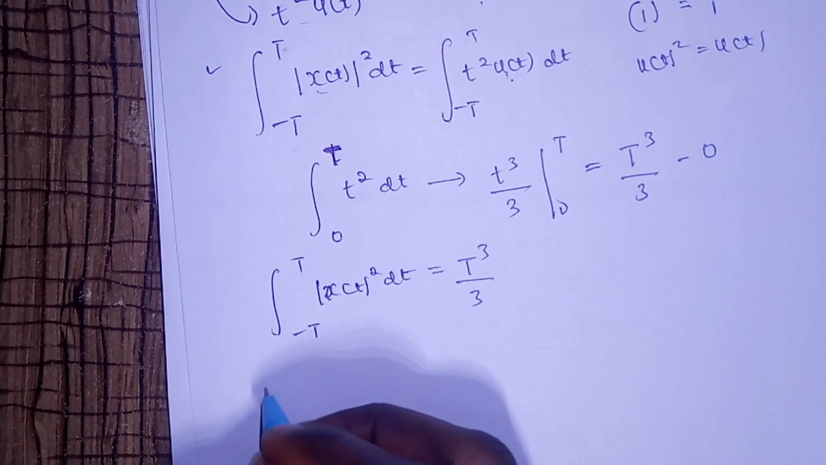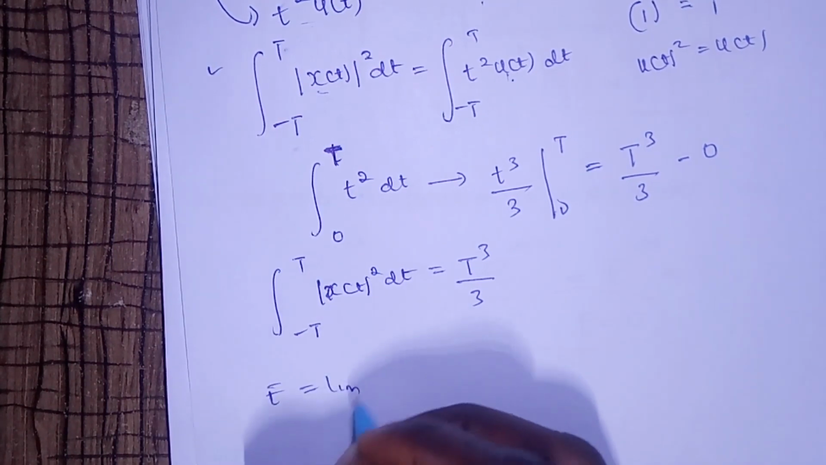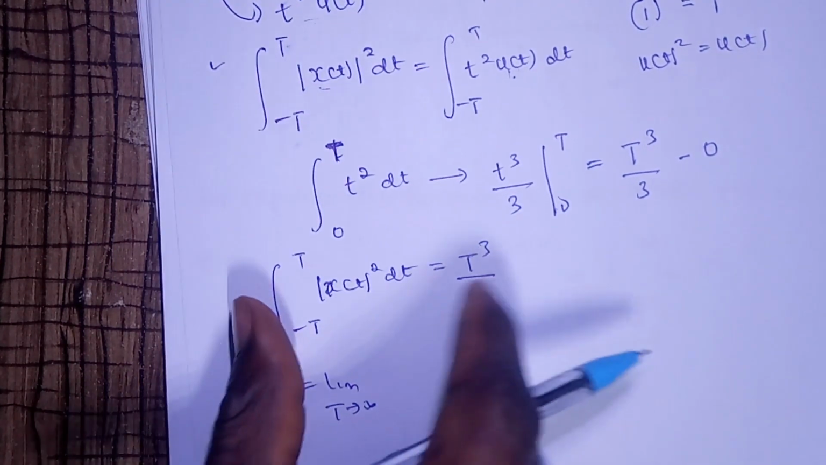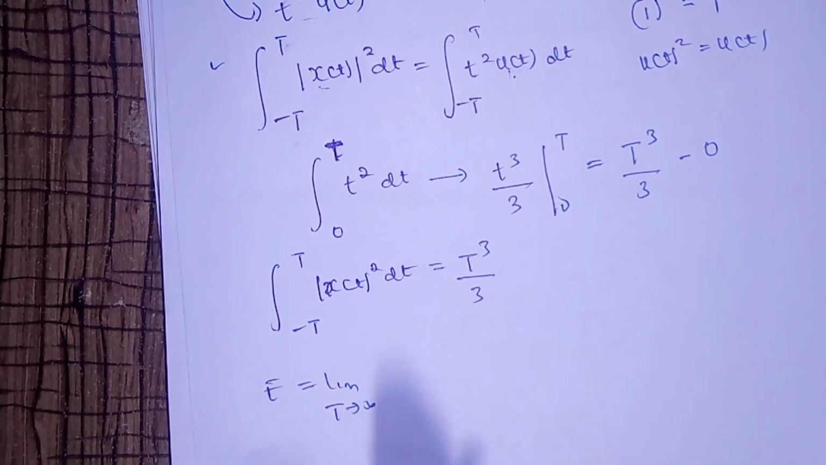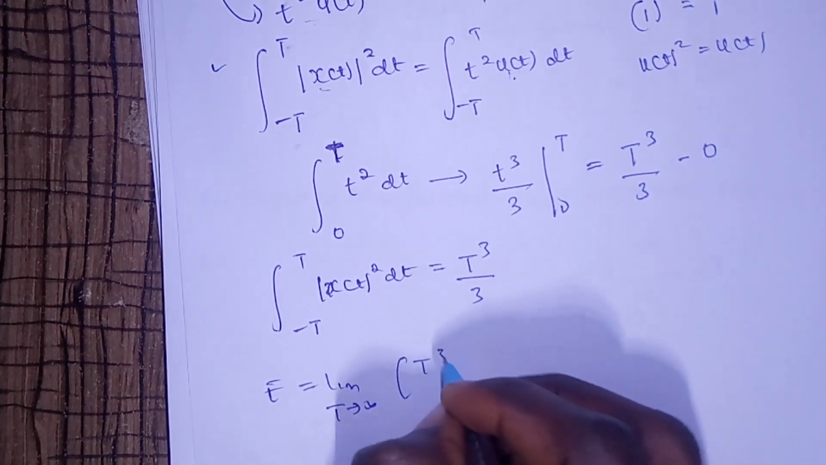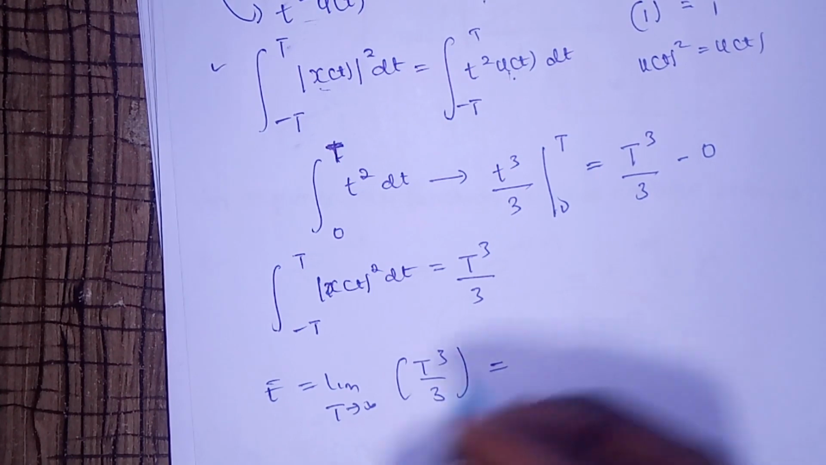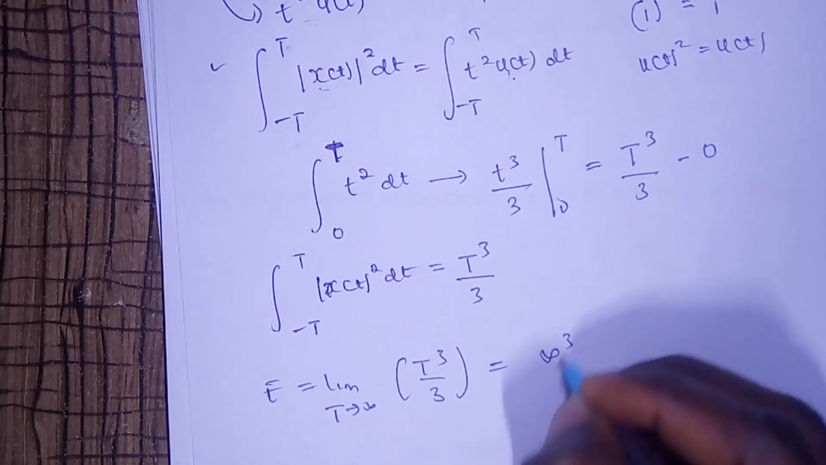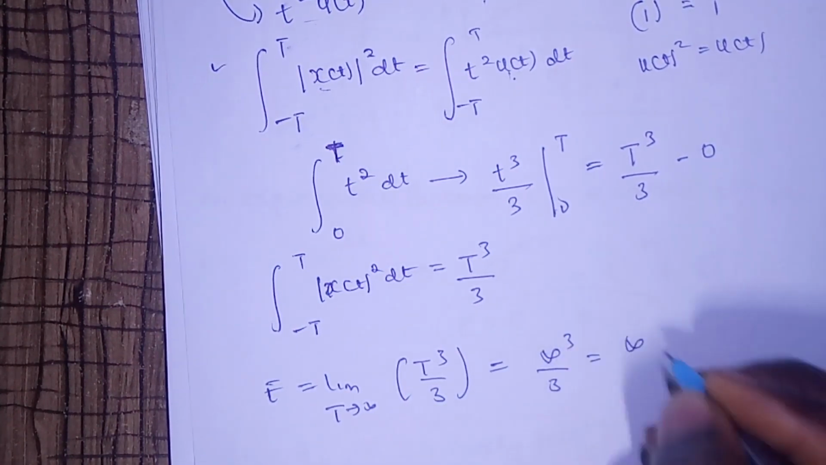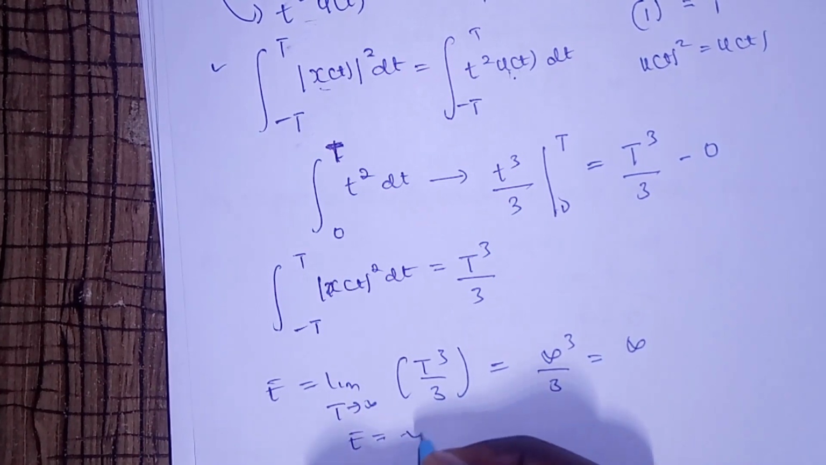To find the energy of this signal, all we need to do is take the limit as T tends to infinity of this integral. So what is it? It is T cubed over 3. So let's substitute infinity. We have infinity cubed over 3, the same thing as infinity. Definitely energy is equal to infinity.